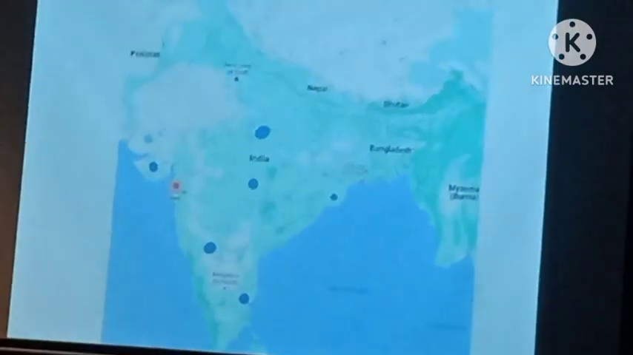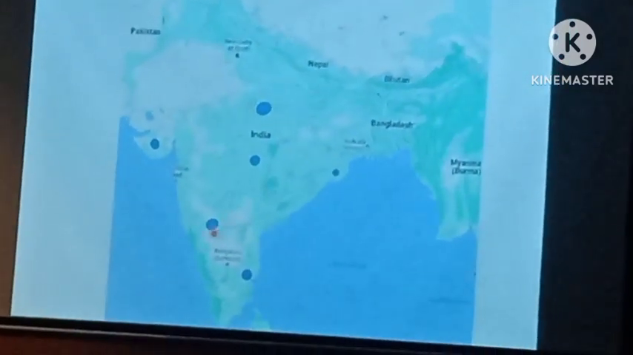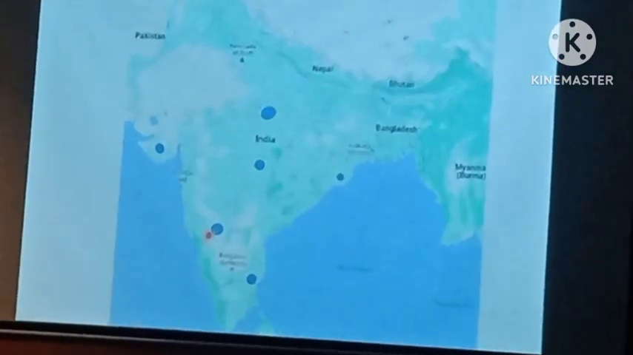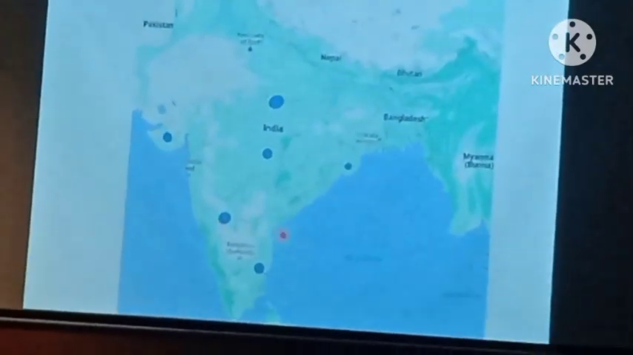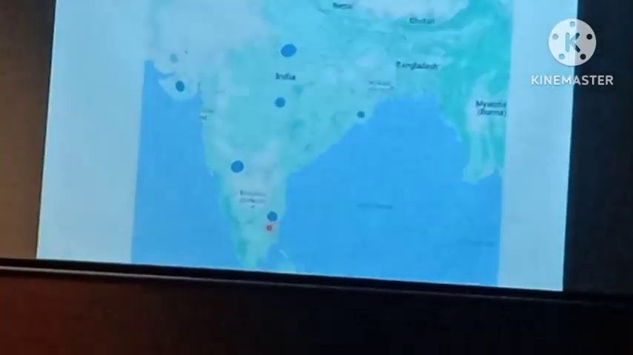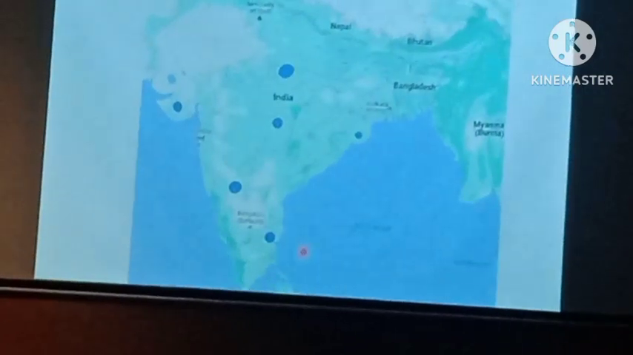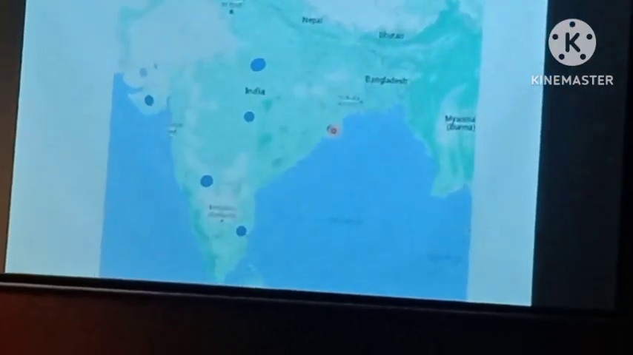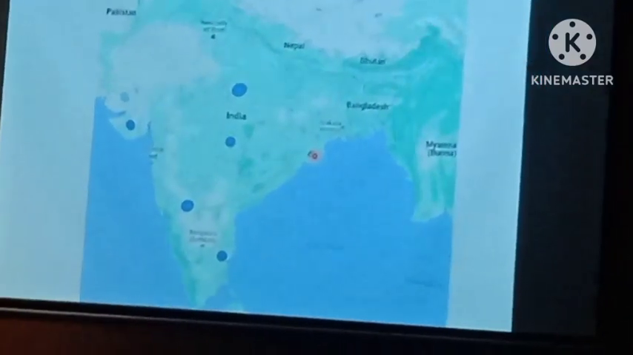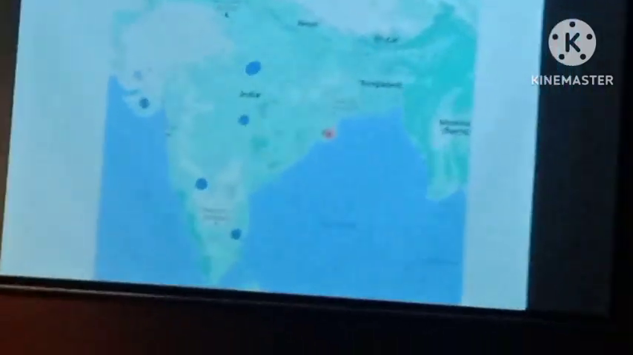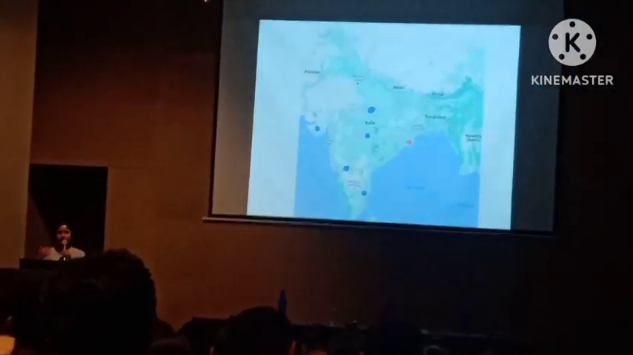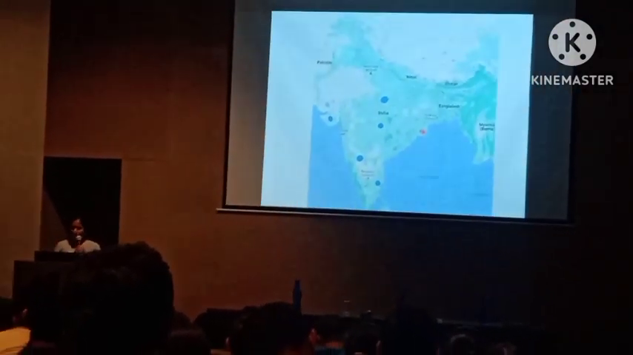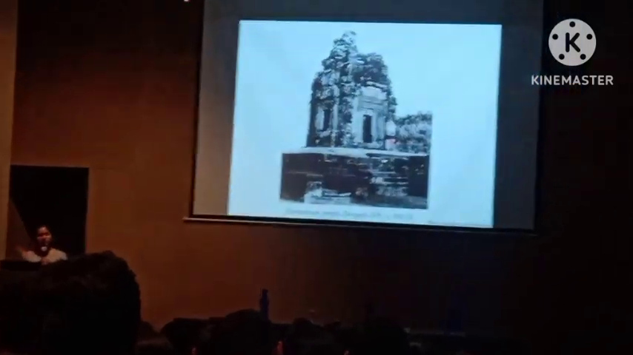Then Saurashtra, northern regions of Karnataka, basically Badami, Aihole and Pattadakal. This region of Tamil Nadu, northern regions of Tamil Nadu, and the Orissa, Bhubaneswar, Odisha region. Okay, so these are the five or six different regions from which we get the earliest extant examples of Indian temples. Now it is interesting to see how they look like.